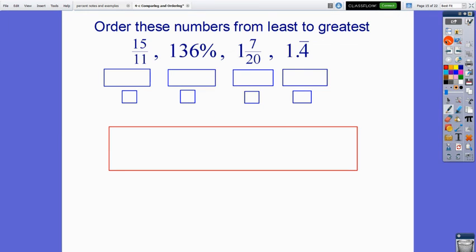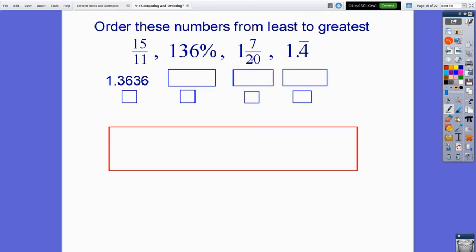So order these numbers from least to greatest: 15/11, 136%, 1 7/20, and 1.4 repeating. In the first boxes here are each of these written as a decimal. And how far out do you have to write the decimal? Well, it depends. You don't know what you have to compare to, so just write it out a few places, and then if you have to do more, you can do more later, okay? So 15 divided by 11 in your calculator is 1.3636363636, okay? Could have put a dot, dot, dot here. Probably don't have to go out further than this.